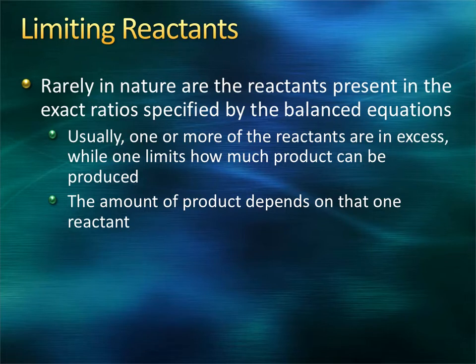Okay, so it's much like if you are following a recipe and you've only got 2 eggs in the fridge, but you've got 3 gallons of milk, well, your 2 eggs are probably going to limit that particular recipe. So it's the same idea here. We're trying to find out which one of these reactants limits how much stuff we can actually make.